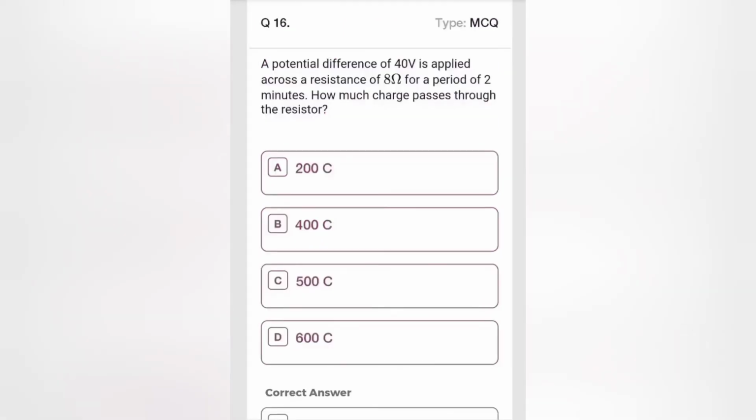Okay, 16th question. A potential difference of 40 volt is applied across a resistance of 8 ohm for a period of 2 minutes. How much charge passes through the resistor? So here what we have to do is V, R, and T are given. Time is 2 into 60 seconds. We need to find Q. What is Q?